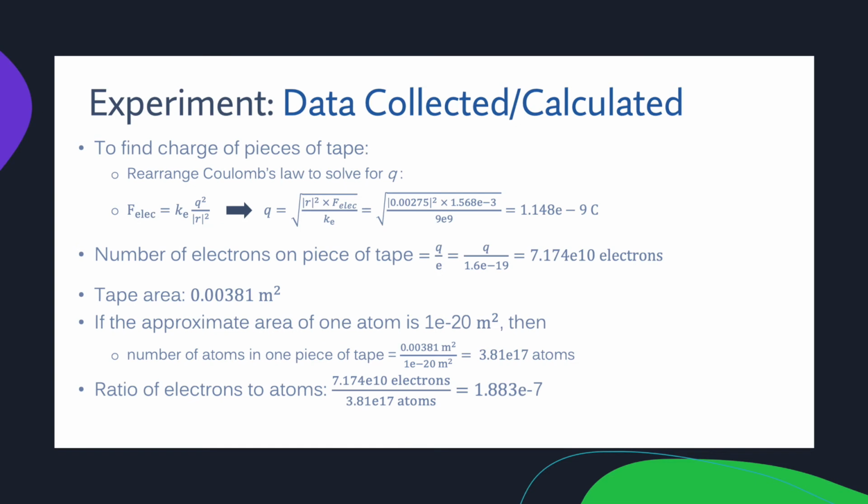Next, I rearranged Coulomb's law to solve for the charge of the piece of tape. I then used this value to calculate the number of electrons on one piece of tape by dividing the charge of the tape by the magnitude of the charge of an electron. Then the number of atoms in one piece of tape was calculated by dividing the tape's area by the approximate area of one atom. Lastly, the ratio of electrons to atoms in the piece of tape was calculated by dividing the previously calculated number of electrons in a piece of tape by the number of atoms in the tape. This value was found to be 1.883 times 10 to the negative 7th.